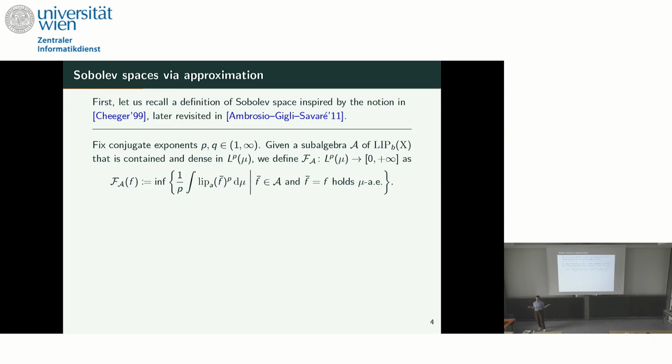if the measure is not fully supported, then this wouldn't be defined well as a function on L^p. Because if the measure, for instance, is a Dirac delta, then you might vary the Lipschitz function away from the given point, and it gives the same equivalence class.